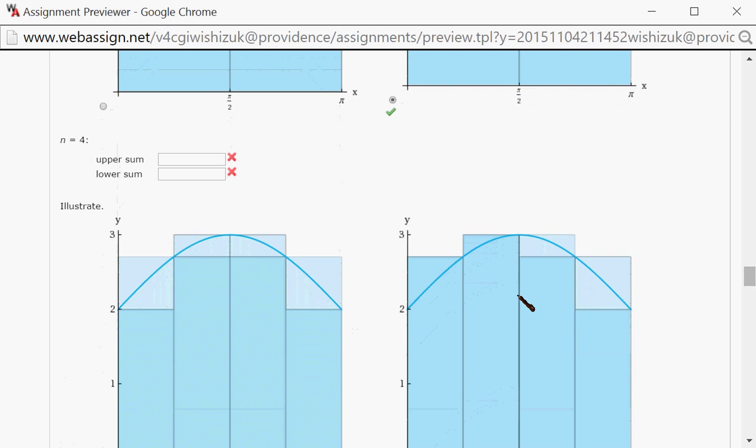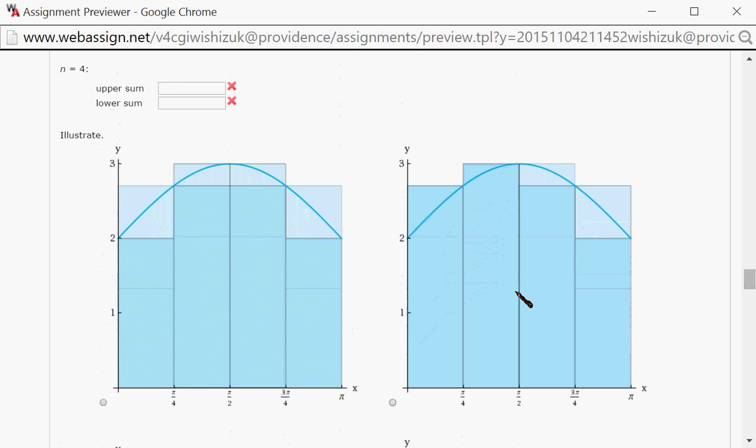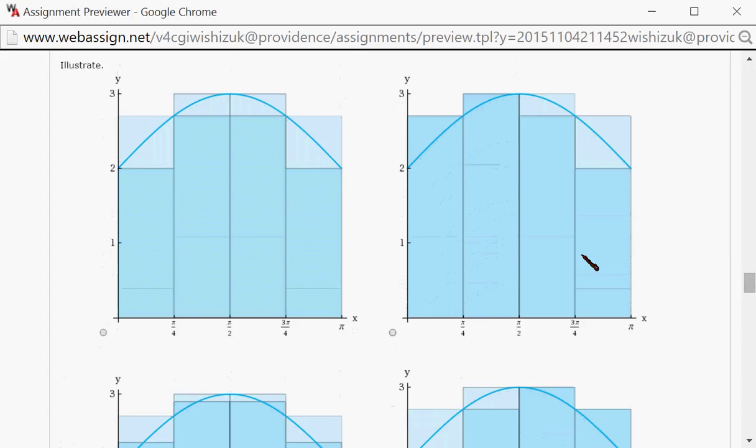All right, so when n equals 4, the picture that we are looking for is the very first one. What we need to do is use 0 for the first rectangle, pi over 4 for the second, 3 pi over 4 for the third, and pi for the last. That's for the lower sum. For the upper sum, you would use pi over 4, pi over 2, and then 3 pi over 4 again.